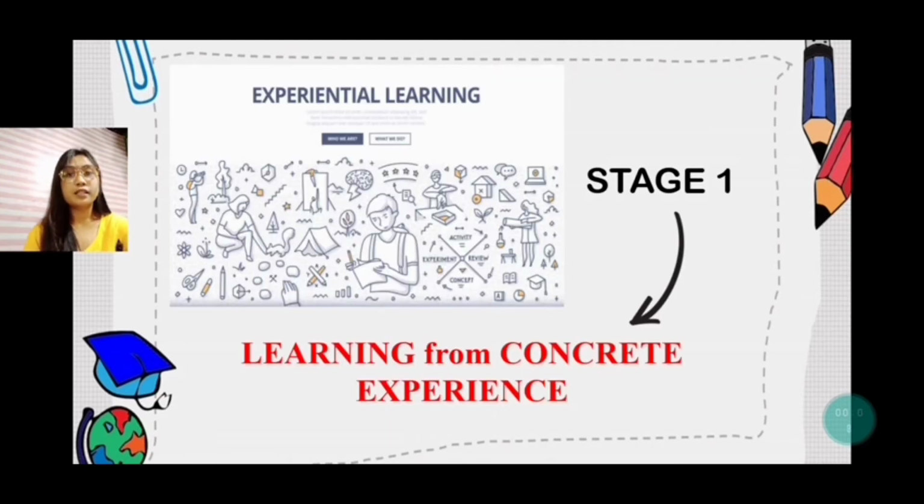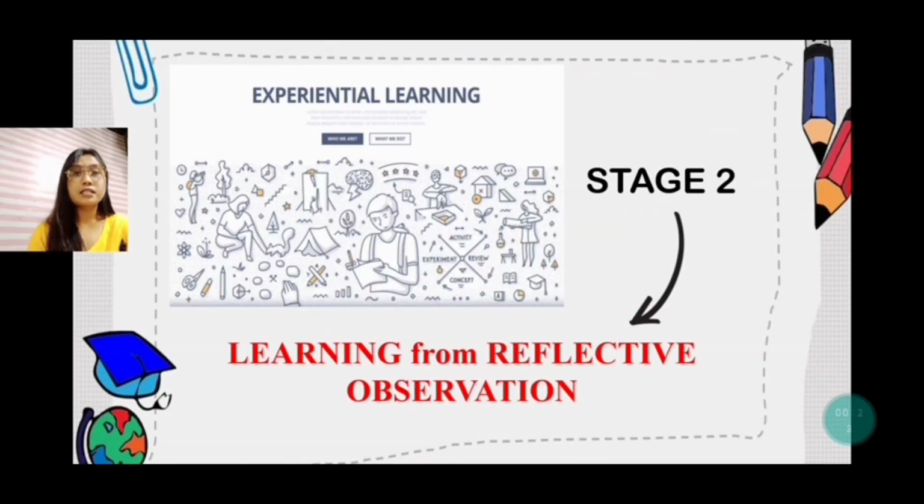So, the first stage is learning from concrete experience. Concrete learning is when a learner gets a new experience or interprets a past experience in a new way. And the second stage is learning from reflective observation.